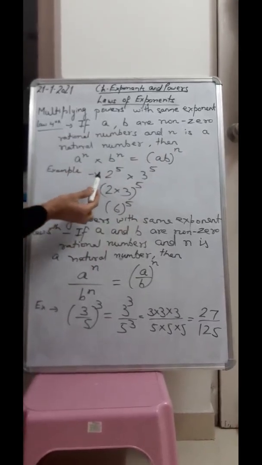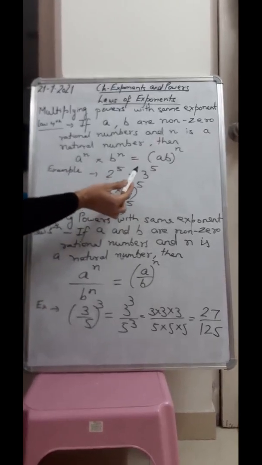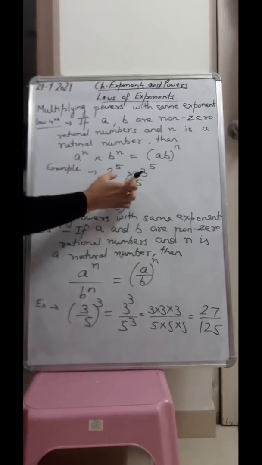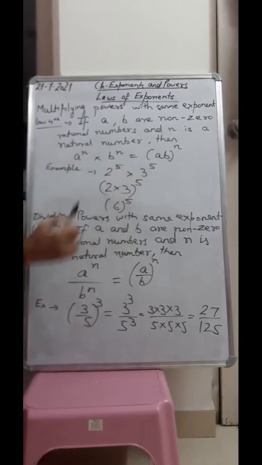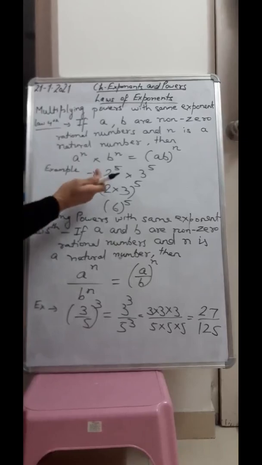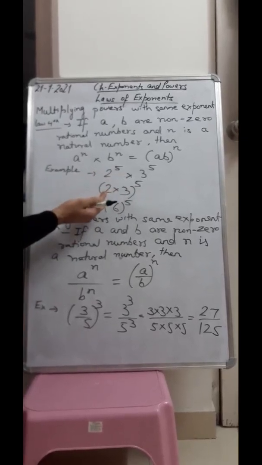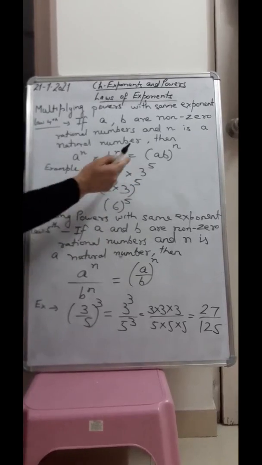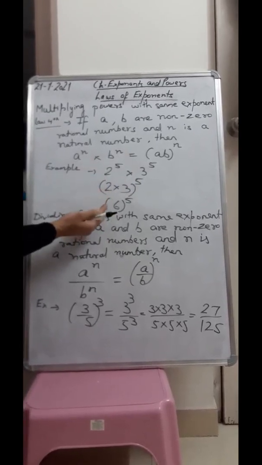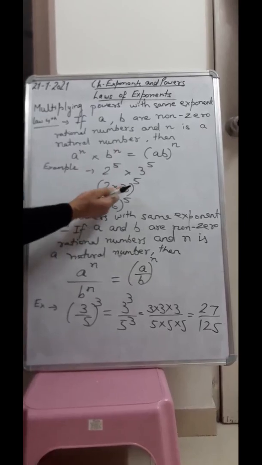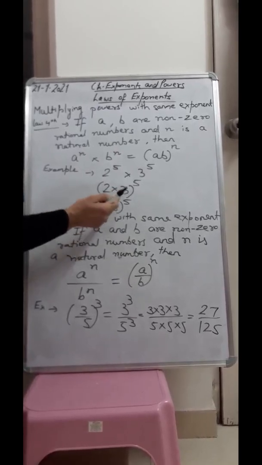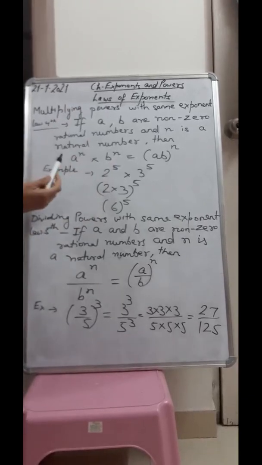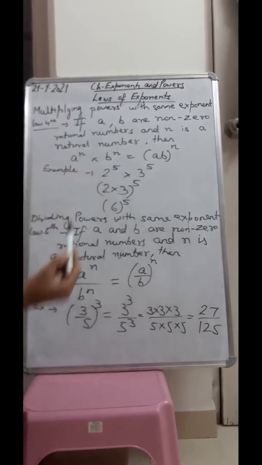Example, 2 raised to power 5 multiplied by 3 raised to power 5. Here we can see that the bases are different and the powers are the same. So what will happen? The bases will get multiplied: 2 multiplied by 3 whole raised to power 5, because the powers are the same. It gives us 2 multiplied by 3 gives you 6 whole raised to power 5. So in this way we can multiply the exponents which have different bases.